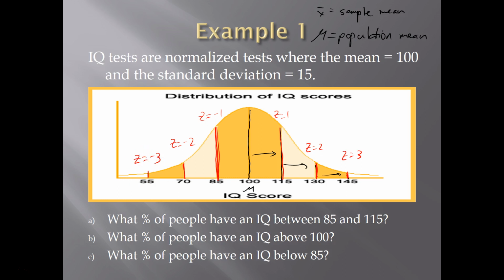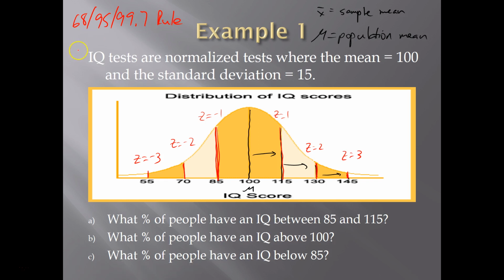All right. So remember what our empirical rule tells us. The empirical rule is also known as the 68, 95, 99.7 rule, and that is the empirical rule. All right, so let's look at this. Part A: what percentage of people have an IQ between 85 and 115? Between 85 and 115.